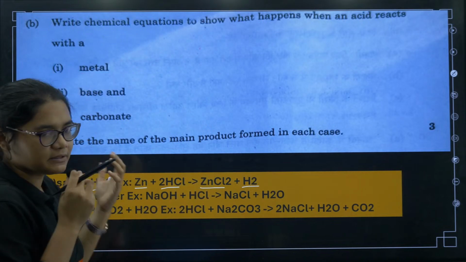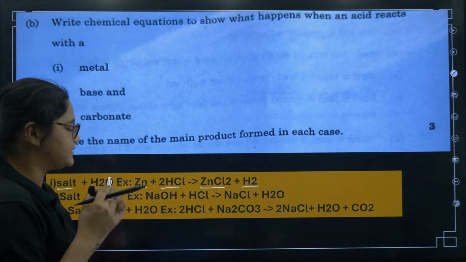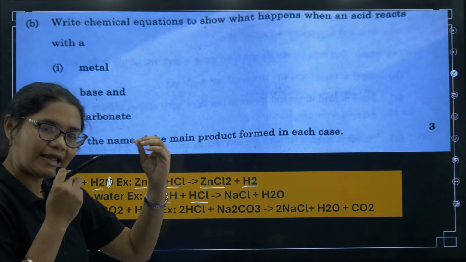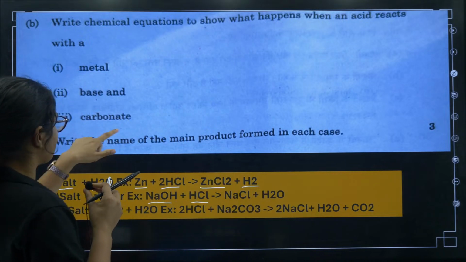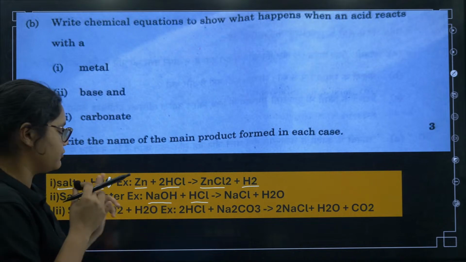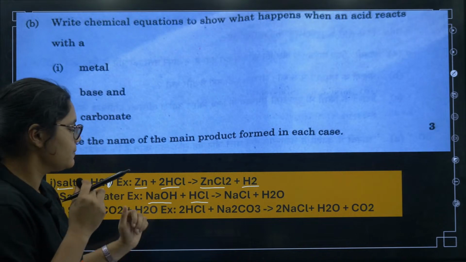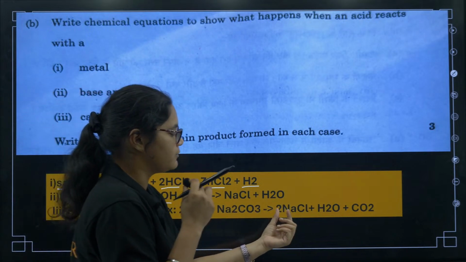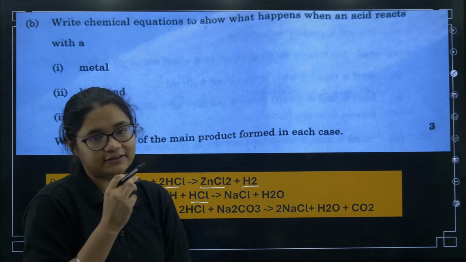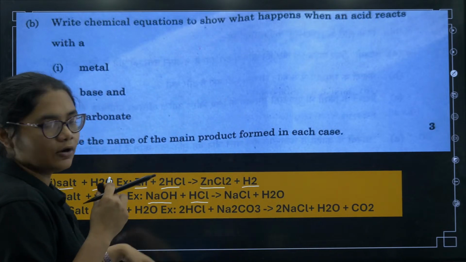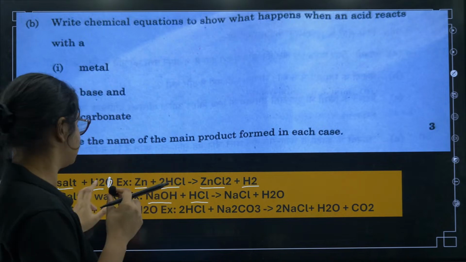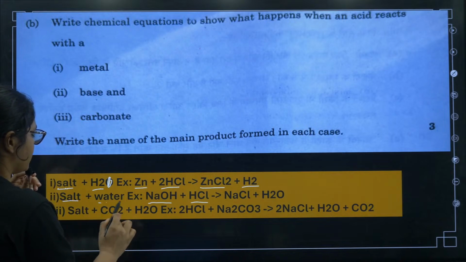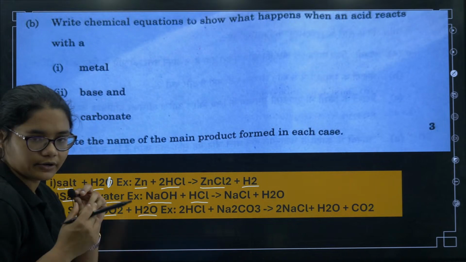Next, when acid reacts with base, you will get salt and water, a neutralization reaction. So you can take NaOH plus HCl gives NaCl plus water. You can write any other reaction also. Next, we have carbonate. Acid reacts with carbonate to give you salt plus carbon dioxide plus water. So you can see here HCl is an acid. I have taken sodium carbonate. If you react both of them, you will get NaCl plus CO2 plus H2O. You can write any other reactions also. But yes, these are the product names you have to mention. Write the name of the main product. So here: salt and hydrogen, salt and water, salt and carbon dioxide and water.